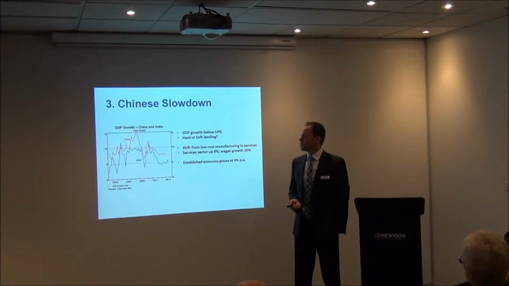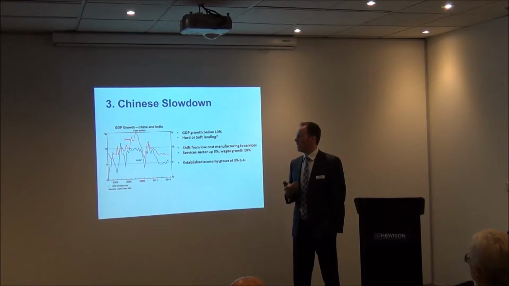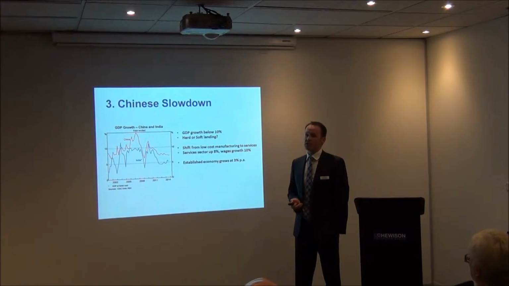What we've seen in recent times is the Chinese government actually flag that with the world and say, look, we are not going to be targeting 10%. It's not practical. We're going to be aiming more for 7.5%. And there's a lot of toing and froing as to whether or not the data coming out of China is authentic or not, but pretty much at the moment they're around 7.5%.